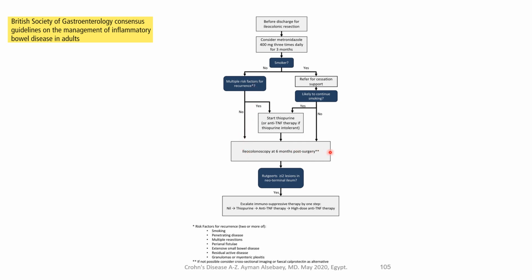If there is no risk, I will prefer the endoscopic approach. We will do endoscopy to see if there is recurrence or not. If there is risk from the start, we will begin anti-TNF, of course, and we will do endoscopy. You will use Rutgeerts score at 6 months; if it is i0 or i1 there is remission. And if there is no remission, we will continue the treatment, of course. Escalate the immunomodulator therapy one step: thiopurines and anti-TNF, then high dose anti-TNF. And the risk factors for the recurrence are here.